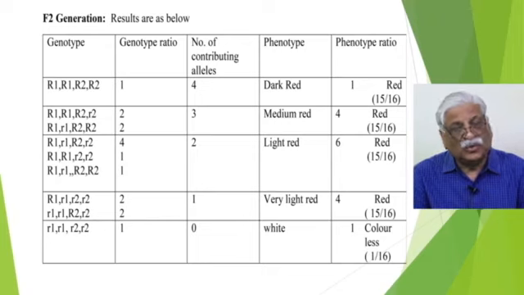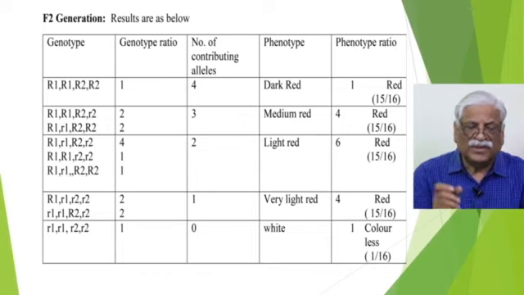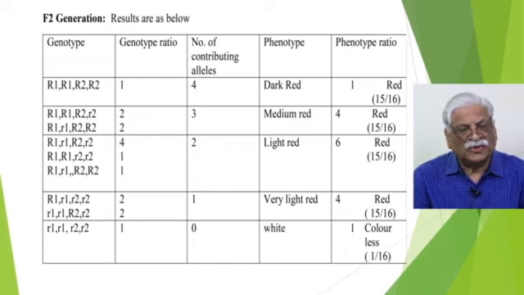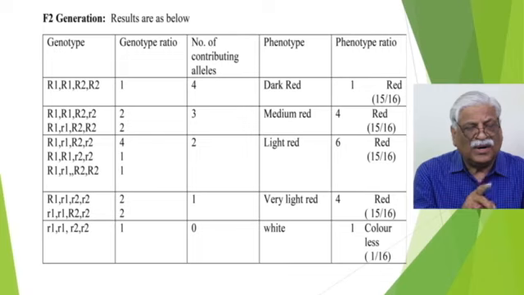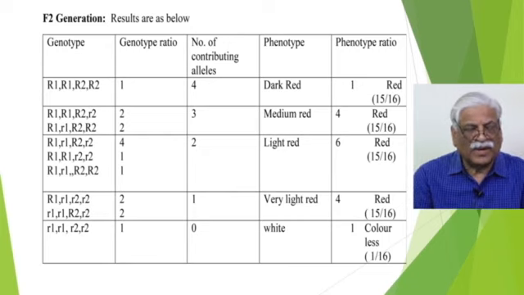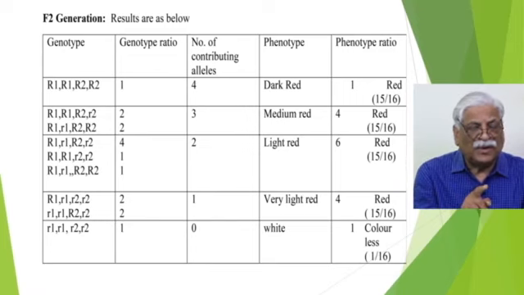Then see in the next case, there are two combinations, R1, R1, R2 and small r2, or R1, small r1, R2 and R2. This is another combination. In both the cases, three alleles are basically responsible, and the color will be medium because there is a combination of the dominant character as well as the white character. See, in the third case, there are four combinations possible, R1, small r1, R2 and R2, and the other combinations you can read out yourself. This is a combination which has the light red color. And in the next block you can see again the genotype R1 capital, R1 small, R2 small, R2 small.